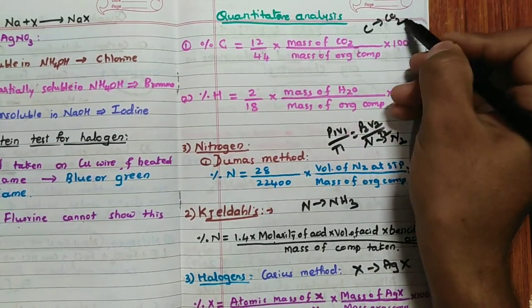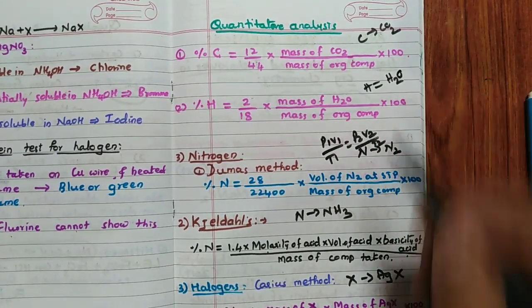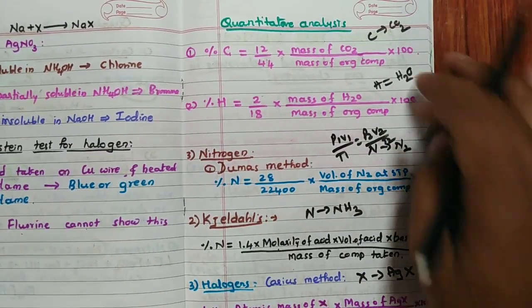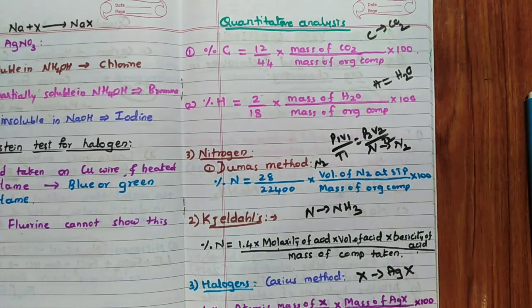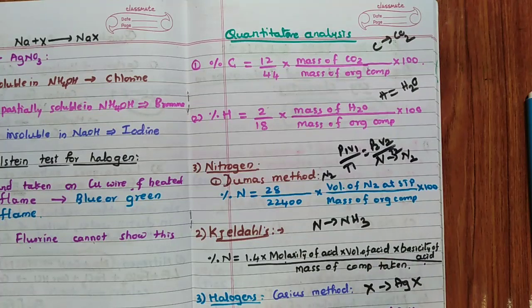Here carbon is converted into carbon dioxide. Hydrogen is converted into, sorry, water. So remember this: carbon dioxide, water, here nitrogen N2 gas, here NH3, here AgX, here BaSO4. It is enough. So this is about quantitative analysis.